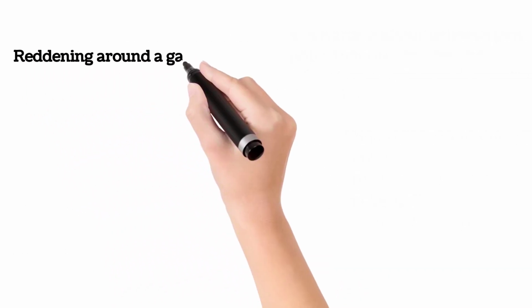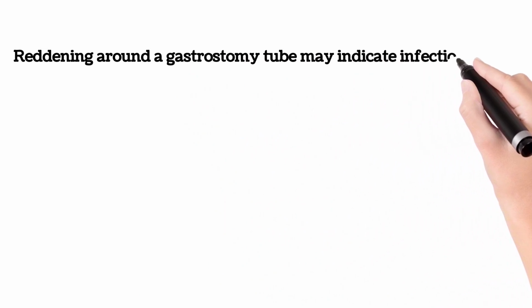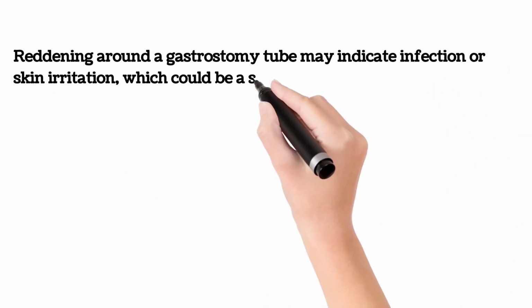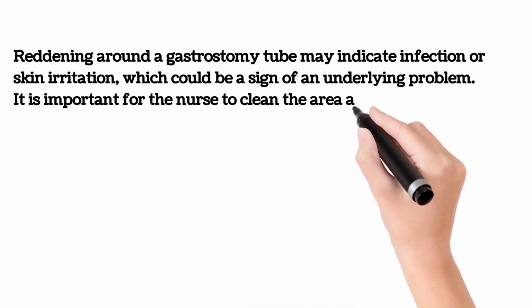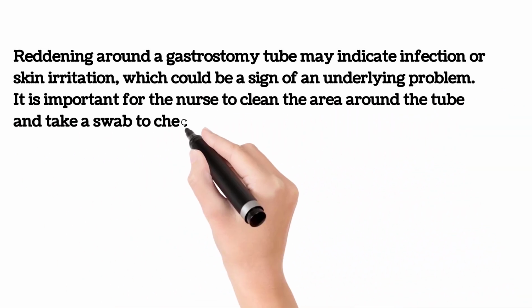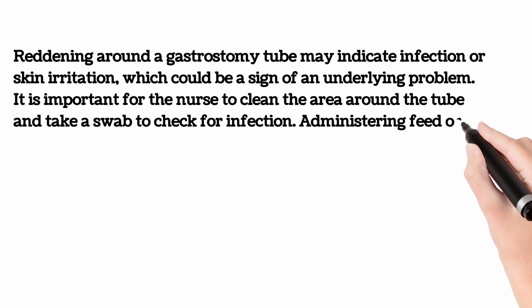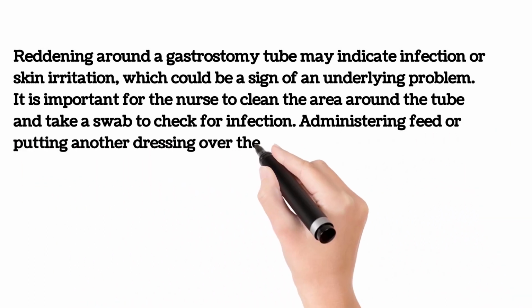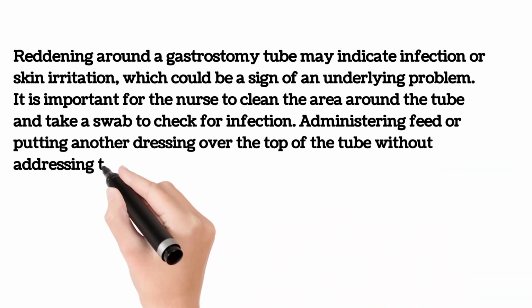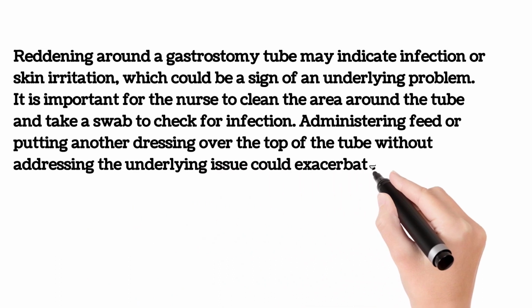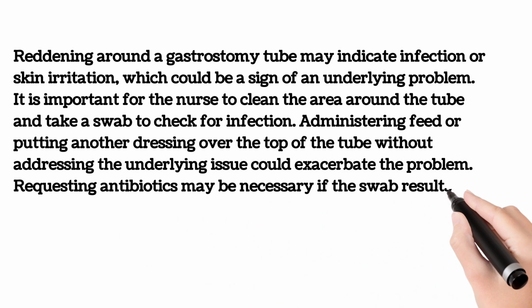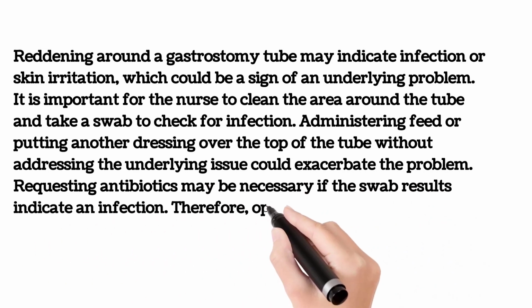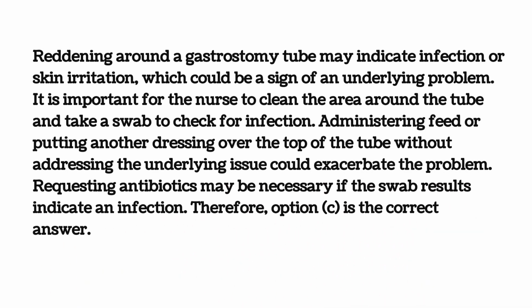Reddening around a gastrostomy tube may indicate infection or skin irritation, which could be a sign of an underlying problem. It is important for the nurse to clean the area around the tube and take a swab to check for infection. Administering feed or putting another dressing over the top of the tube without addressing the underlying issue could exacerbate the problem. Requesting antibiotics may be necessary if the swab results indicate an infection. Therefore, option C is the correct answer.